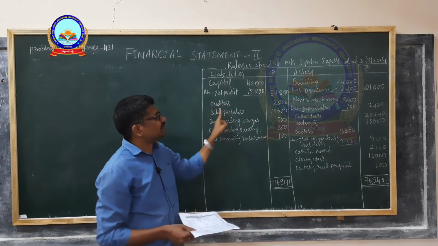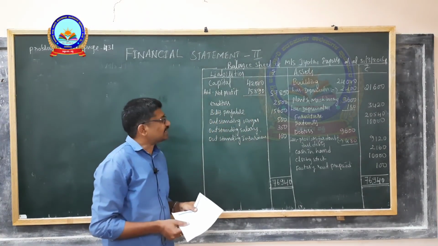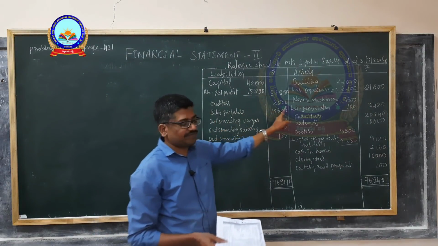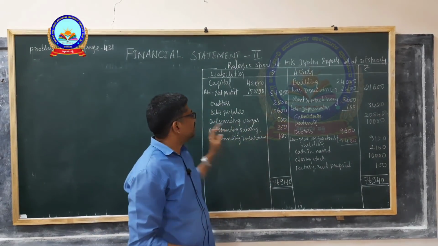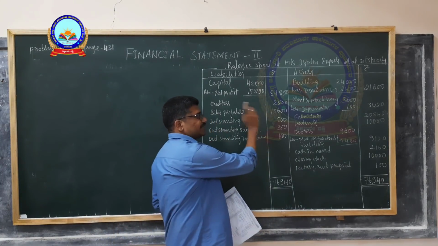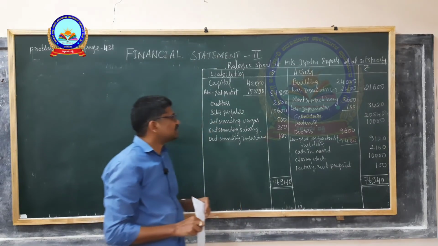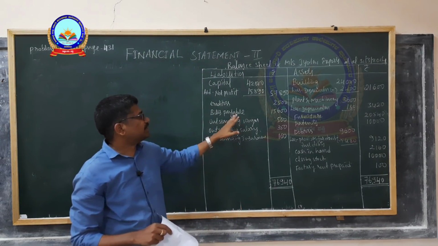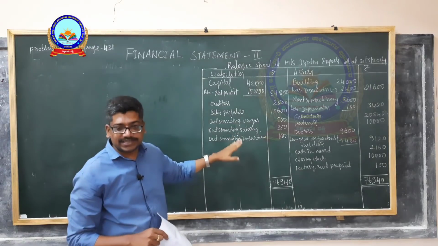Next, creditors. Creditor is a liability. It is a current liability. Record 2,500 rupees in the final column. Next, bills payable. Bills payable is also a current liability. So the amount is rupees 15,600. Next, we need to record the outstanding expenses.